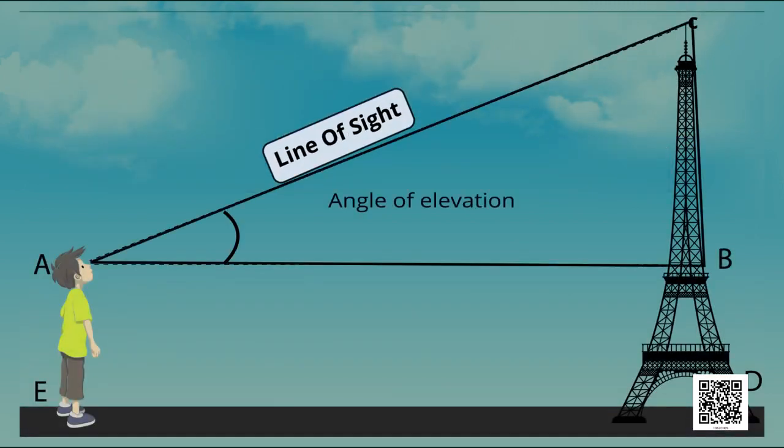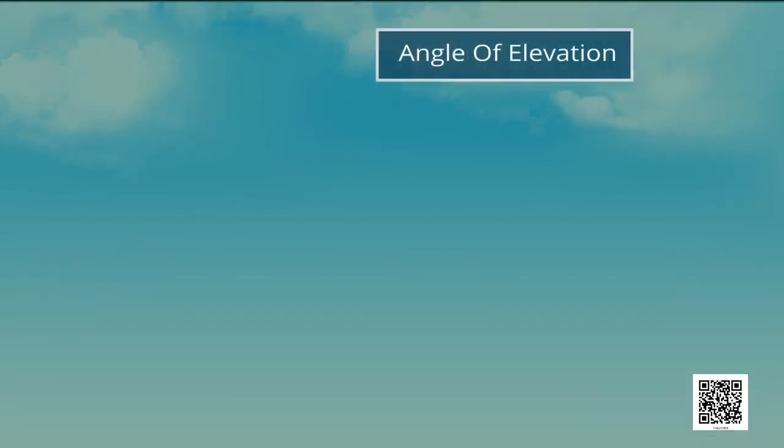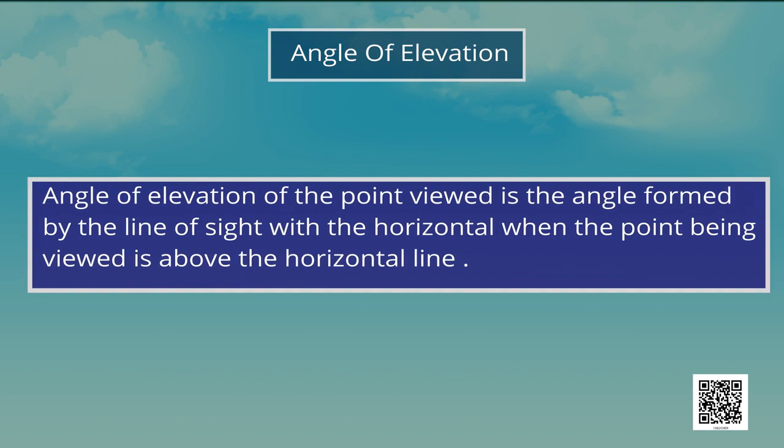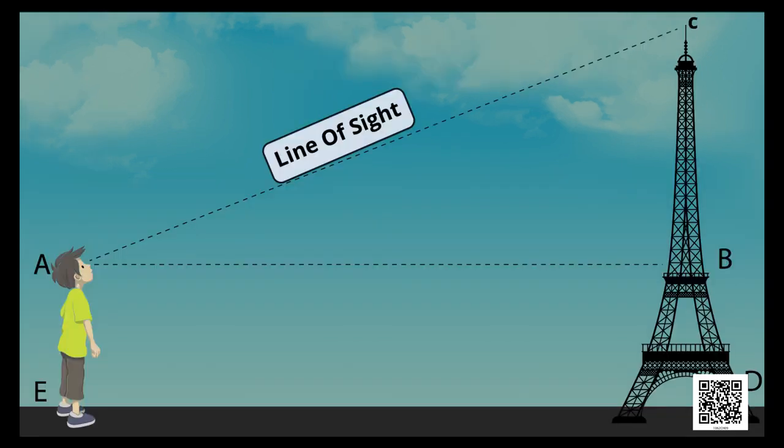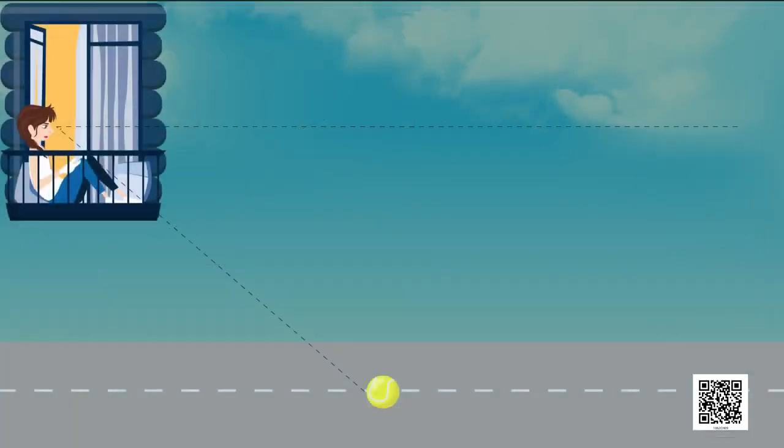So angle of elevation of the point viewed is the angle formed by the line of sight with the horizontal when the point being viewed is above the horizontal line. That is the case when we raise our head to look at the object. Now what if we don't look upwards, but we are at an elevated place and we look downwards? Say in this picture, a girl is sitting on the balcony and looking down at a ball on the ground.